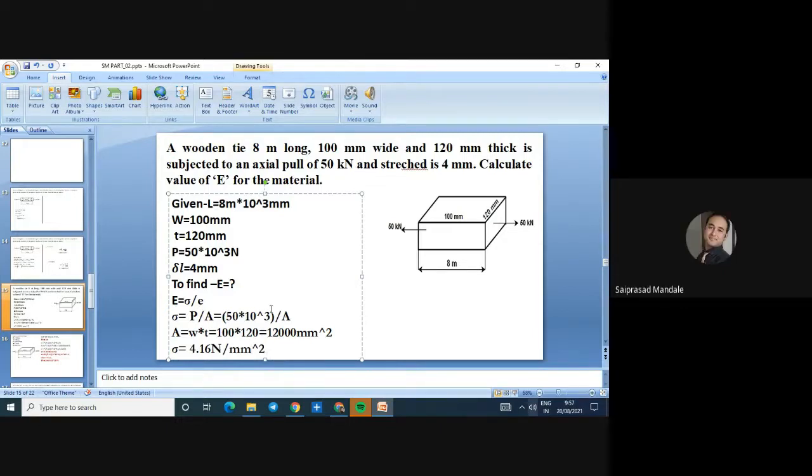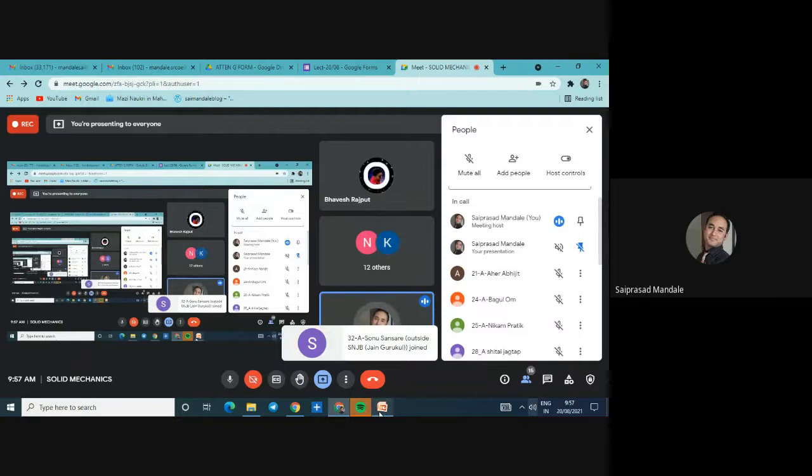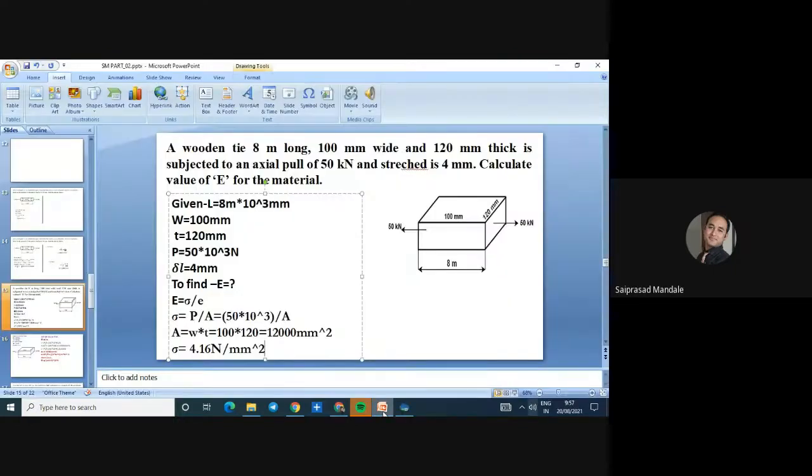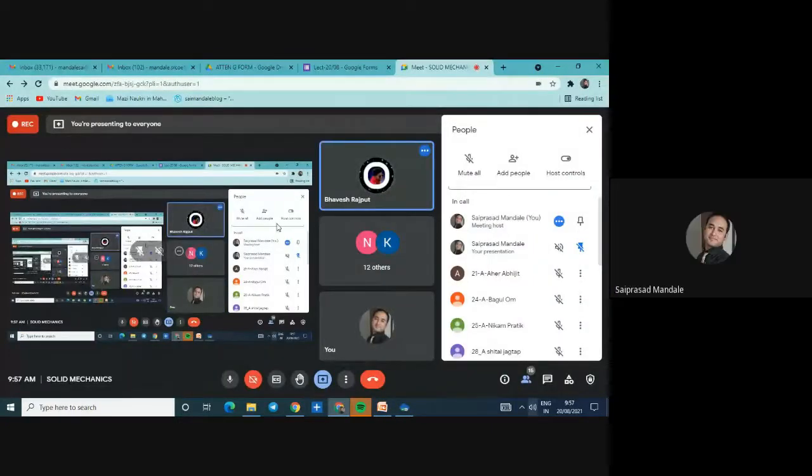I don't have answer with me. Everybody has to check. Tell me the answer. Who is giving the answers right now? Bhavesh. Yes, sir. Okay, so I believe on you. I have written the answer as 4.16 Newton per mm square. Let us have the answer from the others too. Yes, sir. Please be fast, everybody.